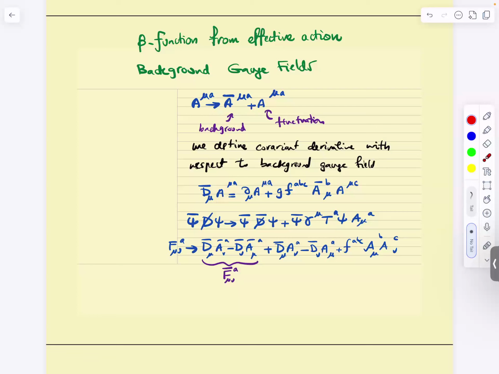Now this bar is not to be confused with that. This is just anti-fermion. So psi bar D slash psi goes to psi bar D bar slash psi. Now this D bar is the background gauge field, right? Plus psi bar gamma mu t^a psi a mu^a, and then F mu nu transforms in the following way. F mu nu goes to the background F mu nu plus D bar mu of a nu minus D bar nu of a mu, plus a term that is bilinear in the fluctuation. Are there any questions so far?